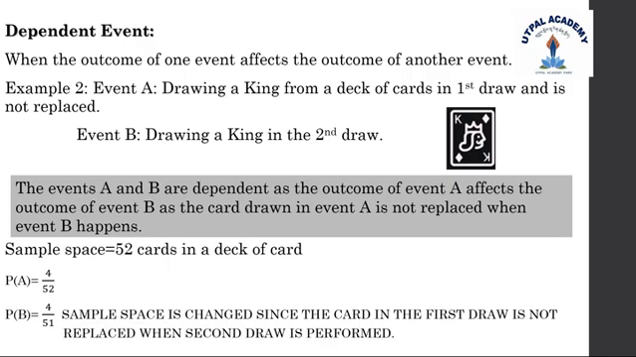So now let us see. Usually we have a sample space of 52 cards. So the probability of A is 4 over 52, as there are 4 kings, and in event B the probability of B is 4 over 51 because the card is not replaced from the first event. The sample space is changed since the card in the first draw is not replaced when the second draw is performed.